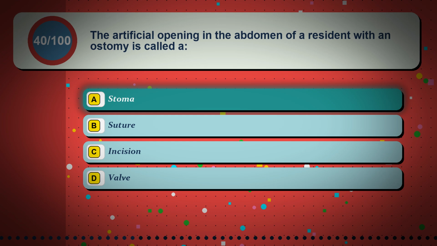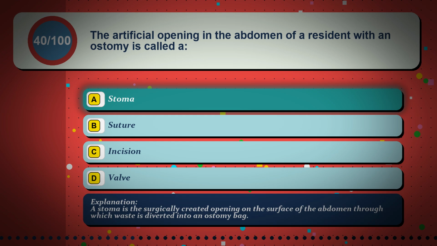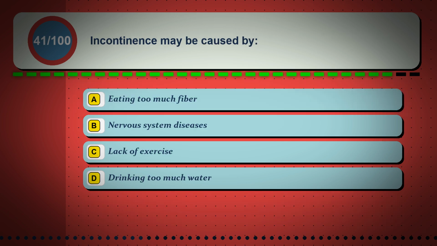The correct answer is option A, stoma. A stoma is the surgically created opening on the surface of the abdomen through which waste is diverted into an ostomy bag. Question 41. Incontinence may be caused by option A, eating too much fiber.